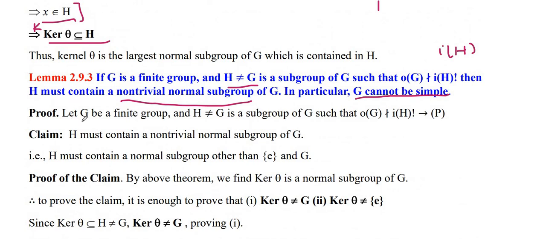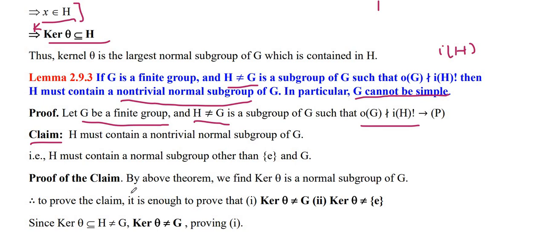So first we will consider G to be a finite group and H to be different from G. That is, H is a proper subgroup of G. And what is given, order of G does not divide IH factorial, is named as statement P. Now we claim that H must contain a non-trivial normal subgroup of G. That is, H must contain a normal subgroup other than singleton E and G.